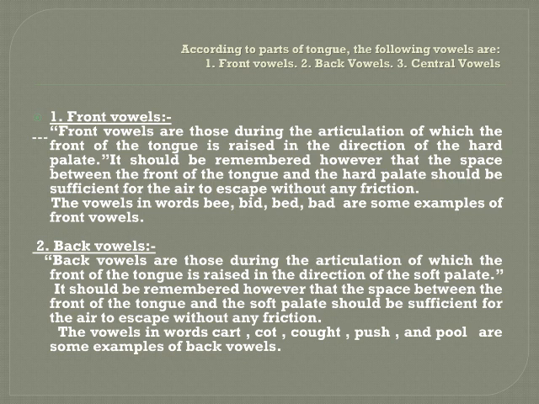Now let us come to back vowels. Back vowels are those during the articulation of which the back of the tongue is raised in the direction of the soft palate. It should be remembered, however, that the space between the back of the tongue and the soft palate should be sufficient for the air to escape without any friction. The vowels in the words could, caught, push, and pull are some examples of back vowels.